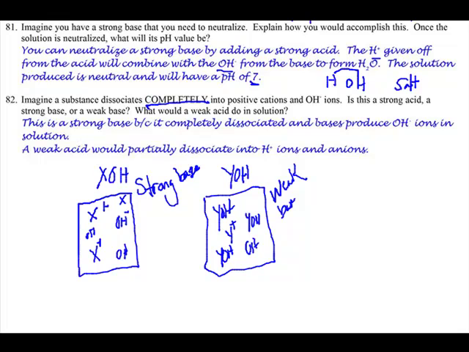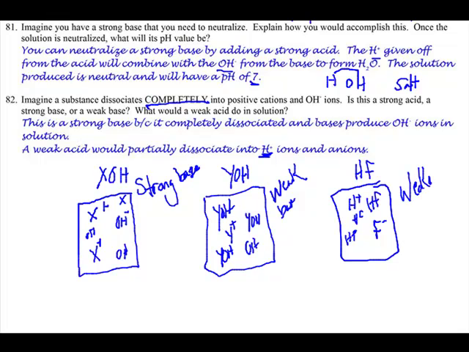Okay. And then the second question said, what would a weak acid do in solution? Weak acids would just separate into the H's, but because it's weak, not many would separate into H's. So we might put, I don't know, maybe HF in there. And we drop them in, and maybe one separates, but a lot of them stay together. HF, HF, HF, you get the idea. So because very few separate, it's considered weak.